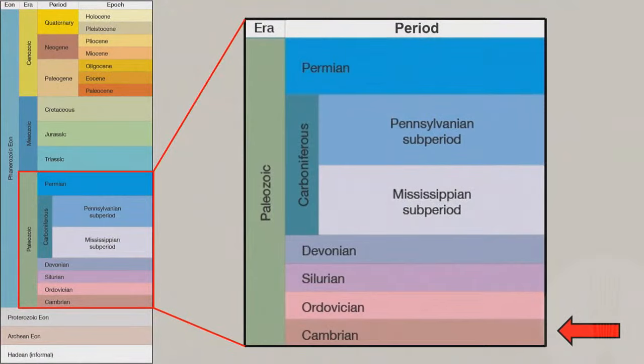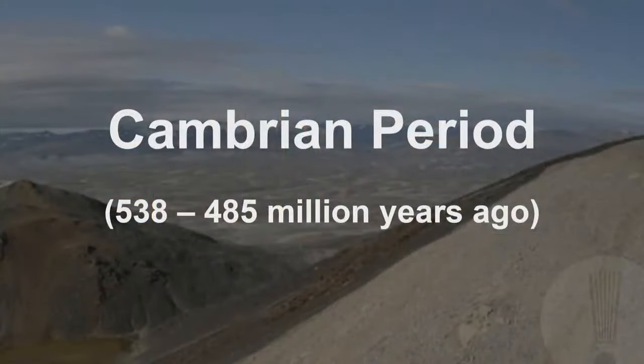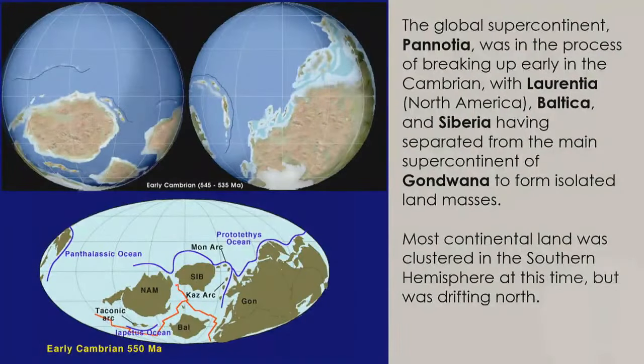All right, so this era, we're gonna start with the Paleozoic, is broken up into quite a few different periods. And we're going to start here at the very first, the Cambrian. So going way back in time, 538 to 485 million years ago. Not a whole lot was going on land.